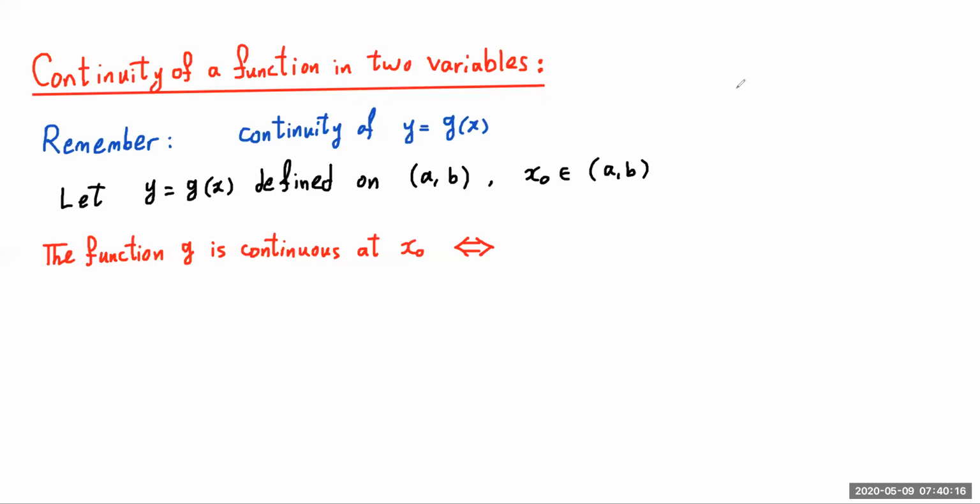Continuity of a function in two variables. Before this, let's remember the continuity of a function in one variable. Let's suppose that y equals f(x) is a function defined on an interval (a, b), and let's suppose that the point x0 is in this interval.